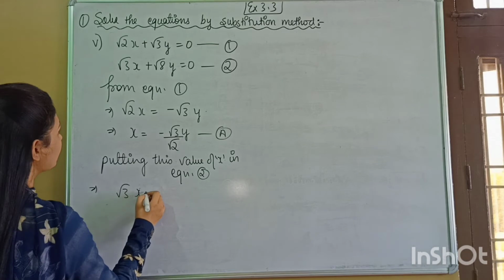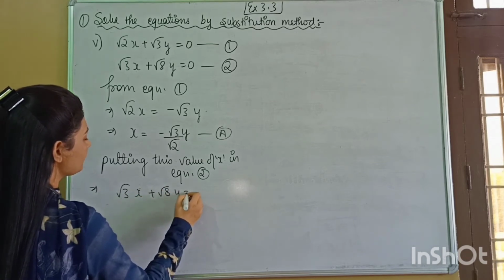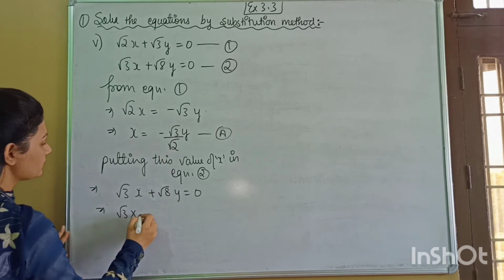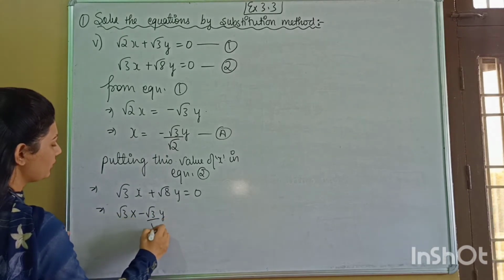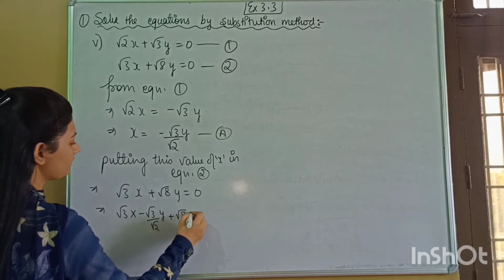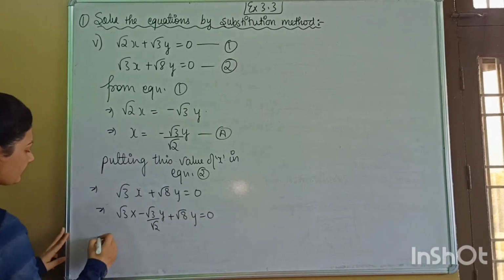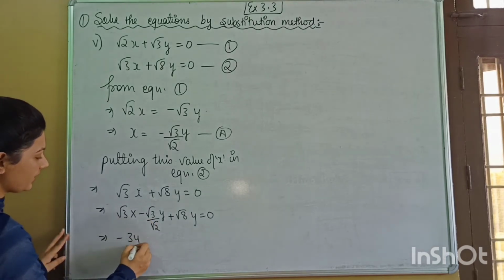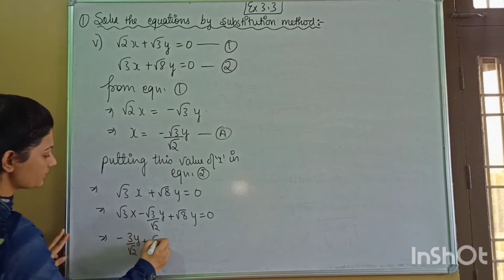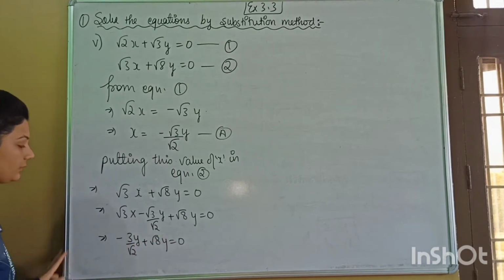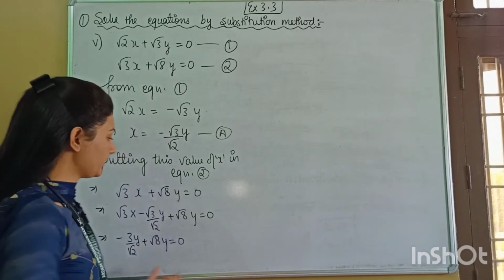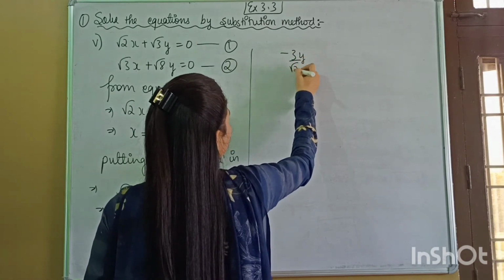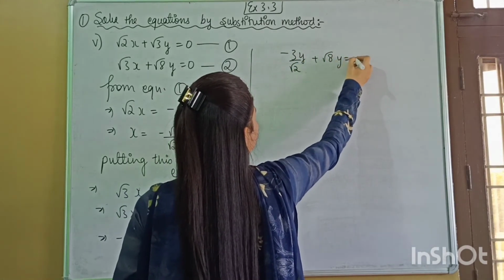Root 3x plus root 8y is equals to 0. So in place of x we will write this only, root 3 into minus root 3y upon root 2 plus root 8y is equals to 0. So this, see here, root 3 into root 3 will become minus 3y upon root 2 plus root 8y is equals to 0. See, now from here you can do two things.